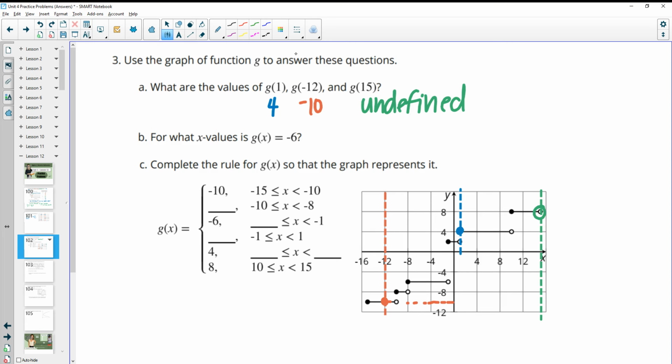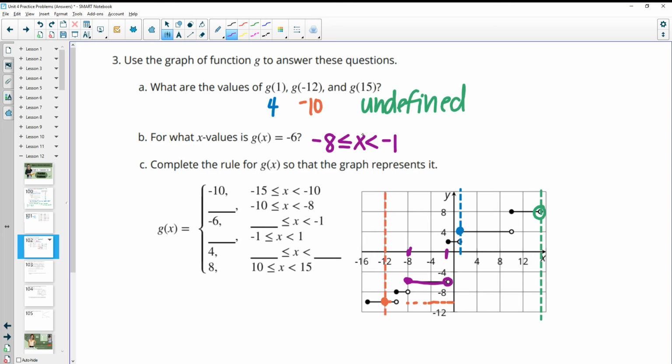For what values of x is g of x equal to negative 6? So we want to look at the function at negative 6, and we see this line right here at negative 6. So what are these x values is what we want to know. And so that looks like negative 8 is the lower boundary, and x can be greater than that or equal to it. So if I read this kind of backwards, x is greater than or equal to negative 8, but x also has to be less than but not equal to, because we have this open circle, probably negative 1.